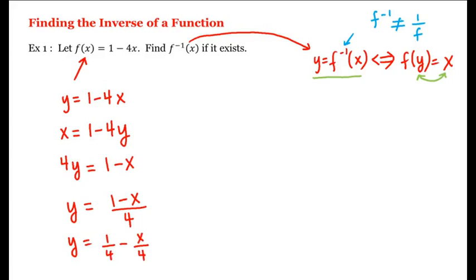And we were uniquely able to solve for y, so this is f inverse. So f inverse of x is equal to 1/4 minus x divided by 4.